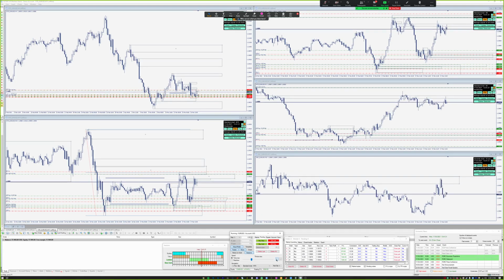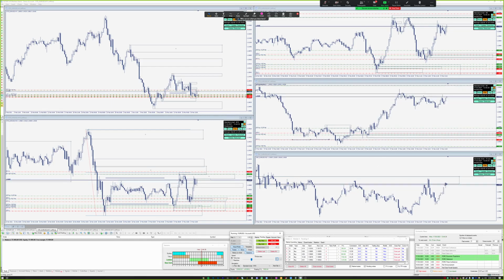Okay, price is ranging. Starting to build some liquidity to the upside here.